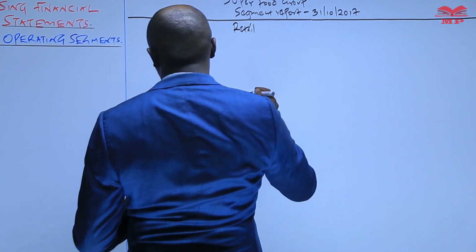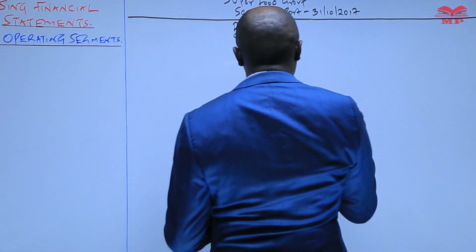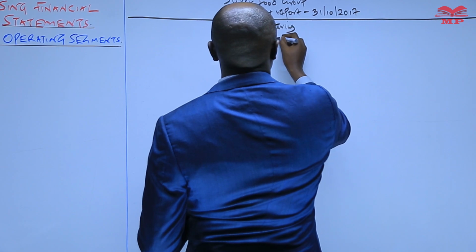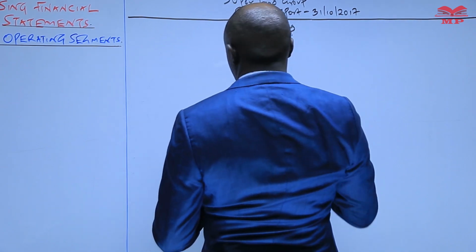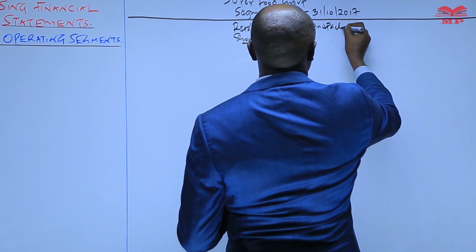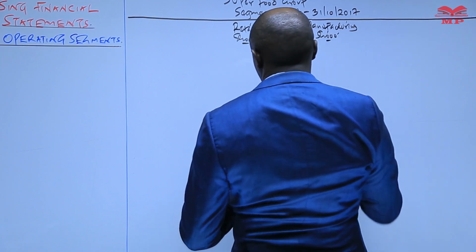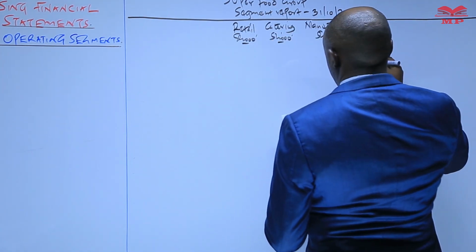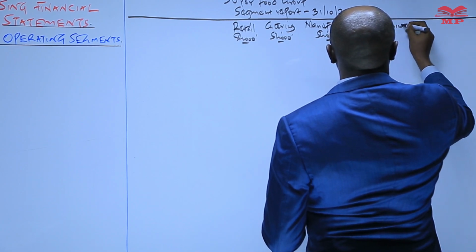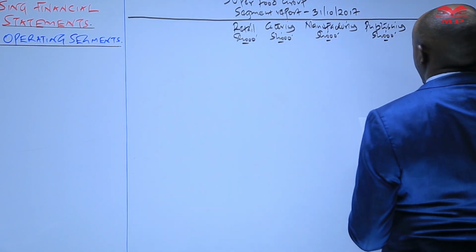The first segment is retail. It's also important to note that all our figures would be in thousands of shillings. So then from there, we have catering. Then we have manufacturing. We have publishing, and then we also have others.